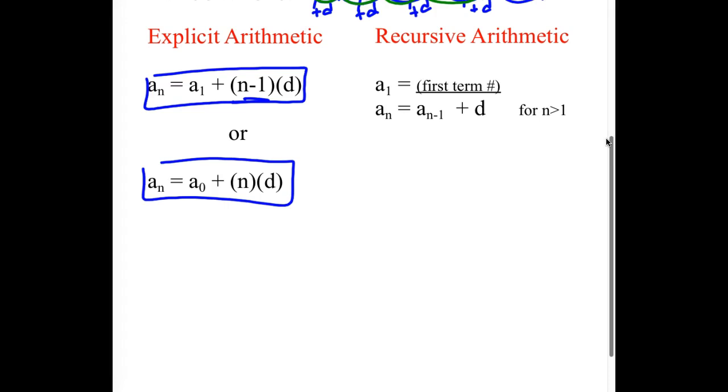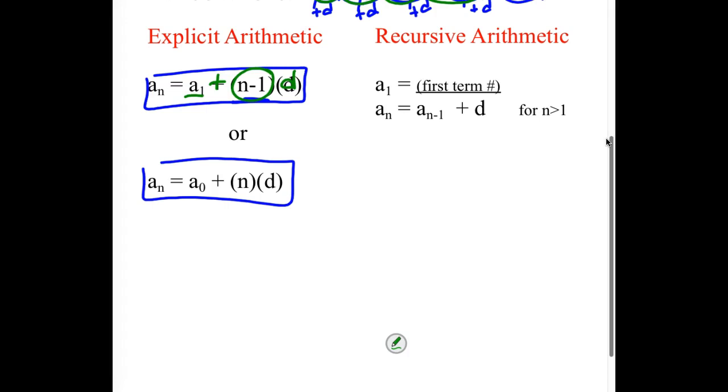The first one says we start with some number, the first number in our list. We are going to add our common difference. But remember we said we have to add it 1 fewer times? Because we don't have to add it to get the first number. We already have that. So if I want the 10th number, I'm only really adding D 9 times.